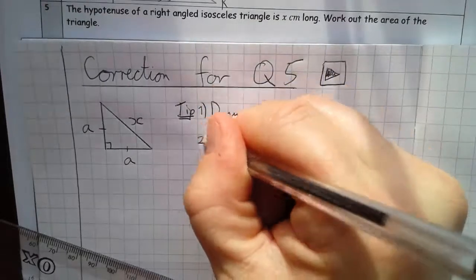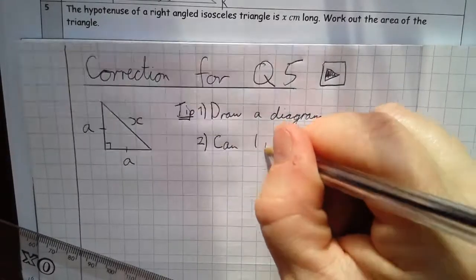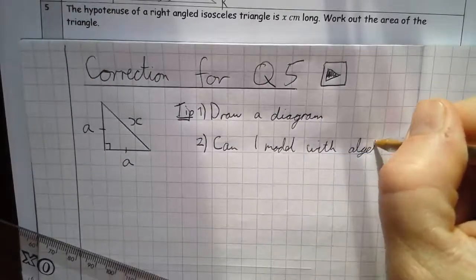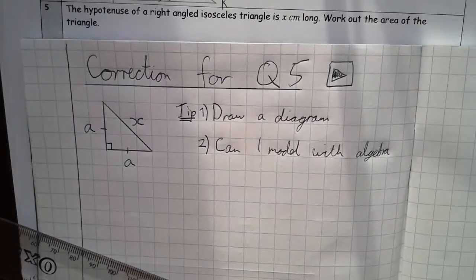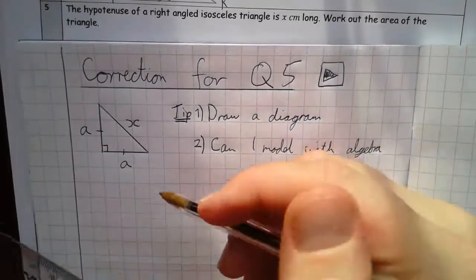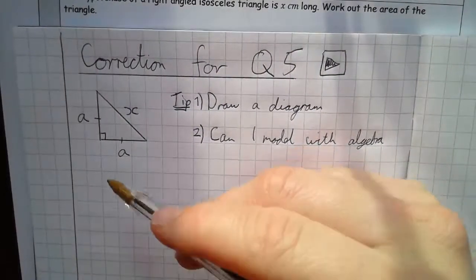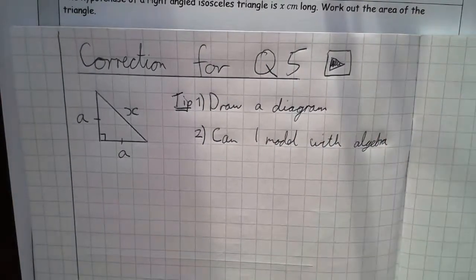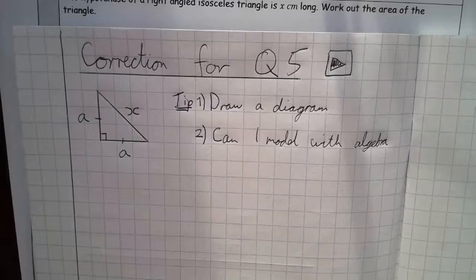The second thing is, can you model? Ask yourself the question, can I model with algebra? Can I find a way of considering some of these sides and putting in some algebra? So I have done that. Now, it's a right angle triangle. It's going to involve Pythagoras. It's either going to be trigonometry or Pythagoras, and if I want to find a side length and I haven't got any angles to work with, it's usually going to be Pythagoras. So I'm going to use Pythagoras here.